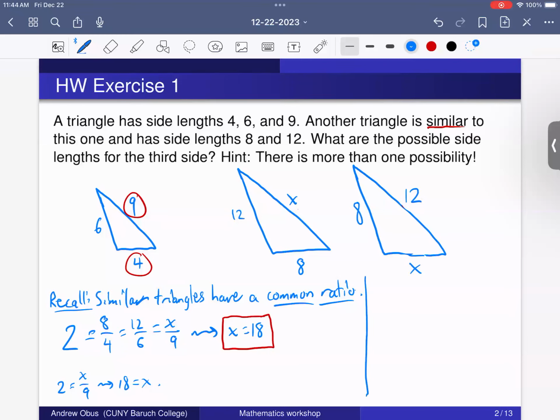And now what do we have? We have 8 to 6, right? Because this is 8 to 6. And then 12 to 9, these are the same, right? 12 over 9 is the same thing as 8 over 6. They're both the same as 4 over 3, right? So 8 over 6 here is equal to 12 over 9, and that's going to be equal to x over 4.